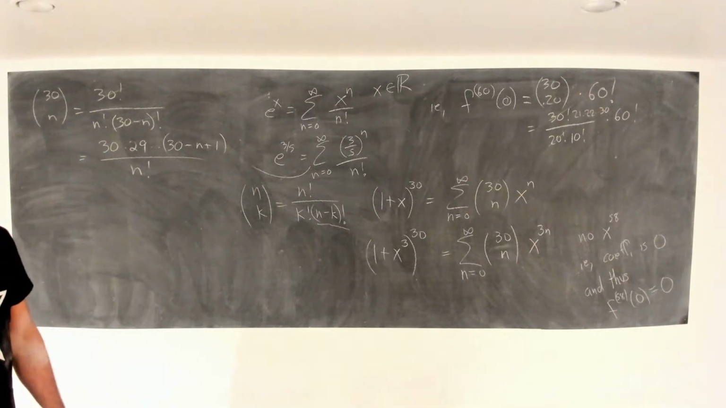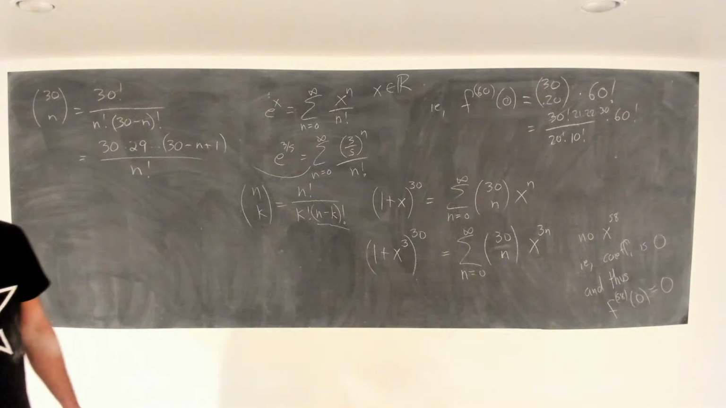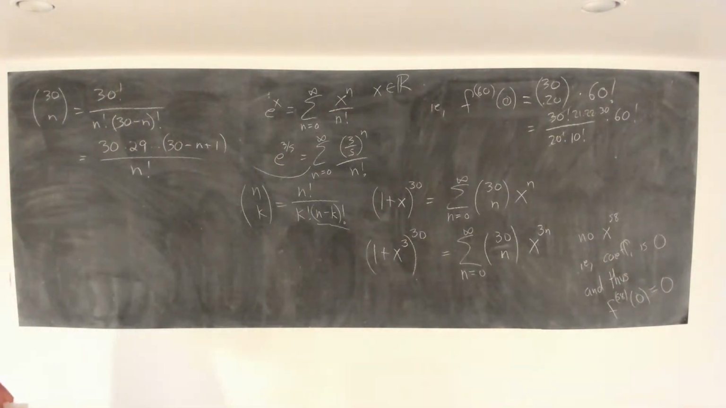But n starts at 0, so doesn't the 30 factorial cancel out? And in the n equals 0 case, yes. And the coefficient is 1.